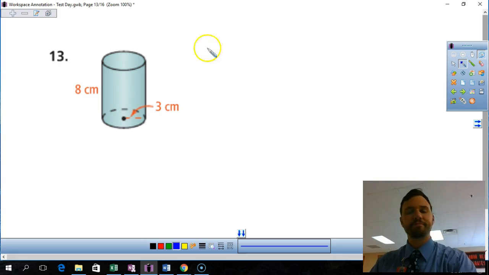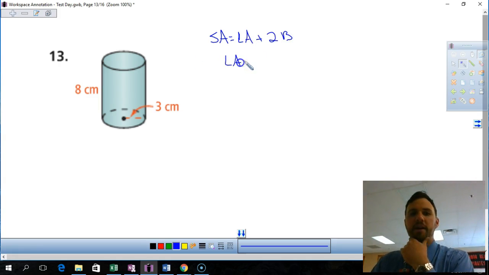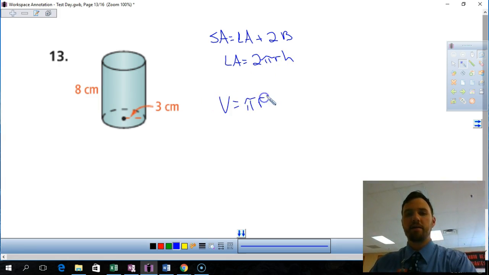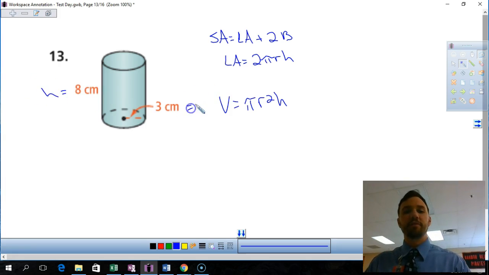What's in the can? Alright, for a cylinder, surface area is lateral area plus 2 bases, because there's 2 ends to it. Our lateral area is our circumference, so 2 pi r, times height. And our volume is pi r squared height. Alright, so we need height and we need a radius. Oh, they're given to us. This is our height and this is our radius. We can just start chugging along.